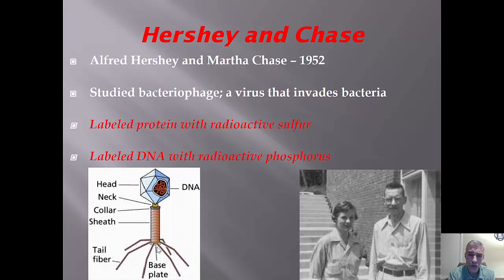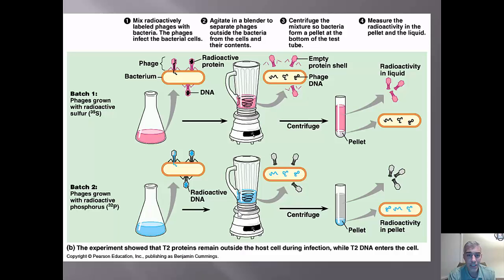So, this is showing you what a bacteriophage actually looks like. It's a type of virus that infects only bacteria. It has DNA on the inside, nucleic acids, and then on the outside is a protein coat. They did not know this. They just knew it was an infectious thing. That's all they knew. So, what did they do with their experiment?